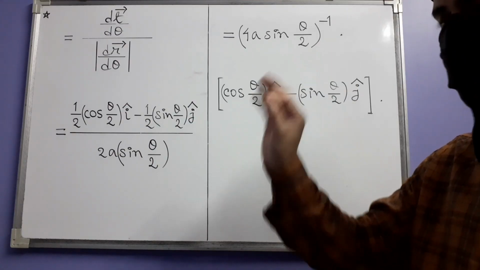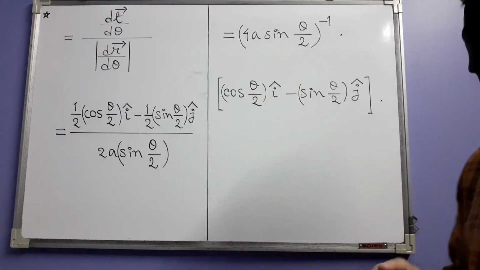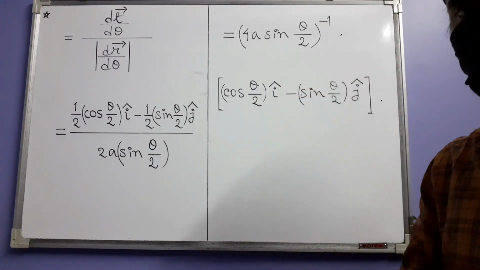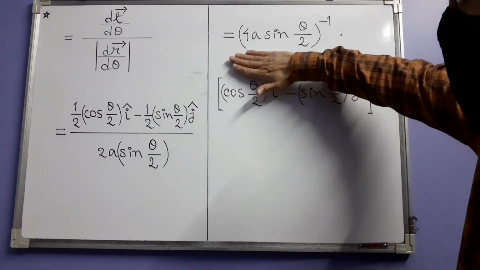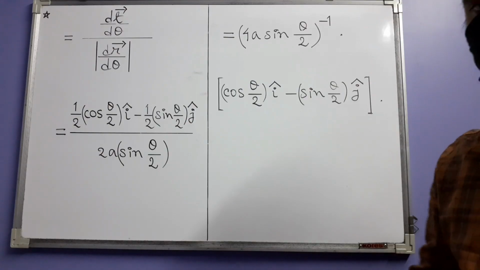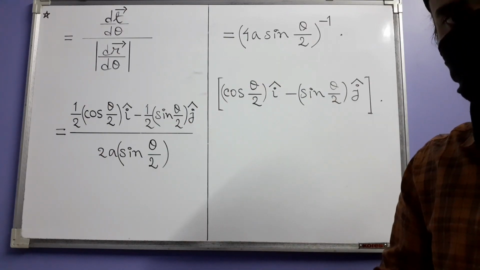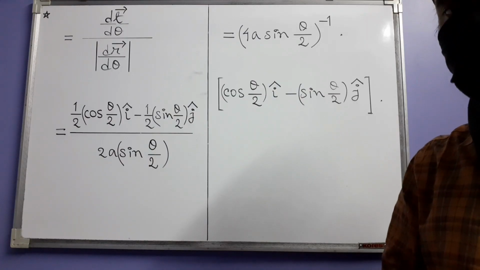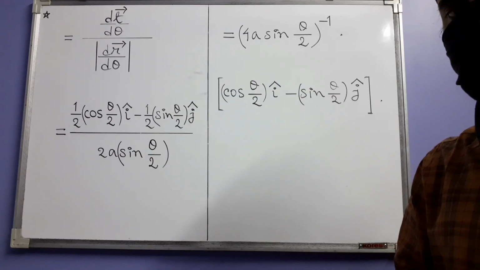I mean, not at the point theta, that does not really make sense, at that point on the cycloid which corresponds to some theta value. And this is your curvature. If you take its reciprocal, what do you get? 4a sin theta divided by 2. That is the radius of curvature of the cycloid.